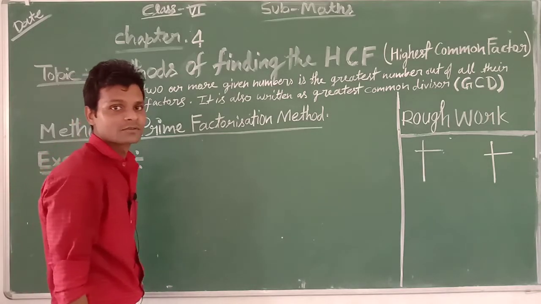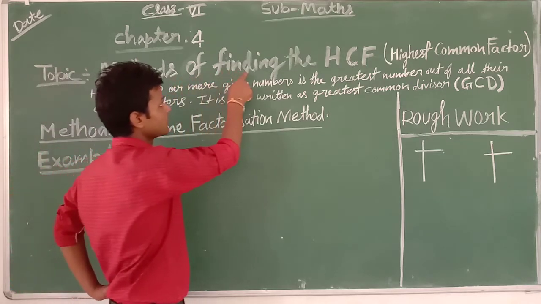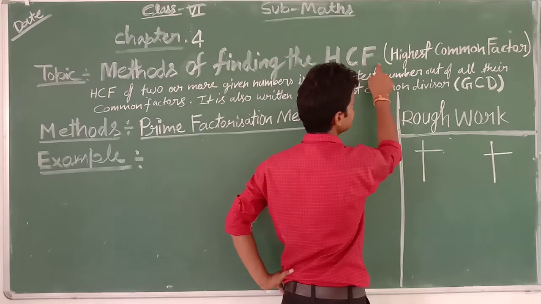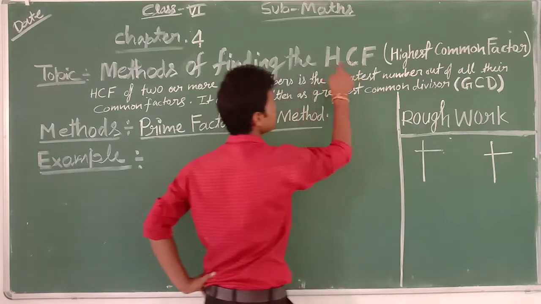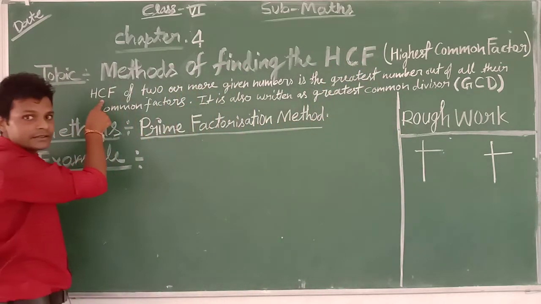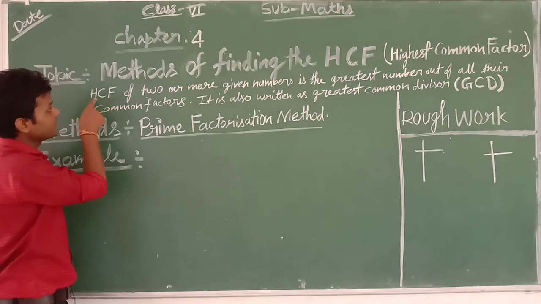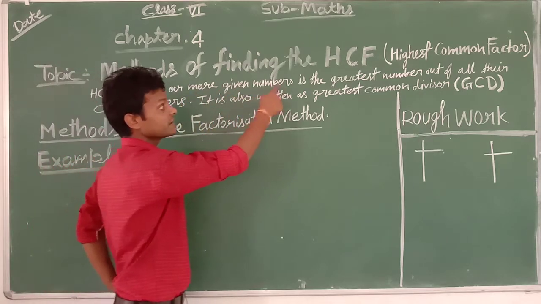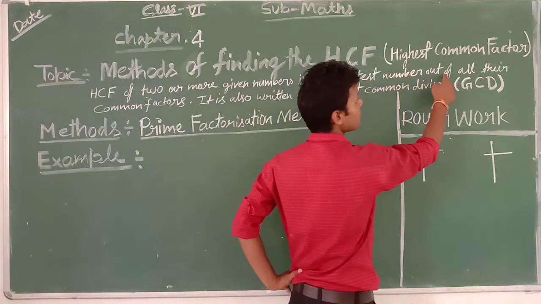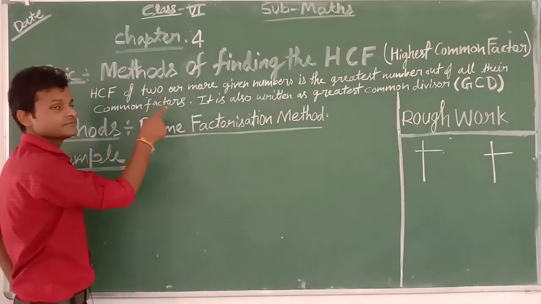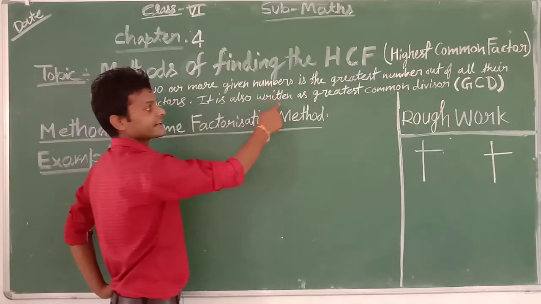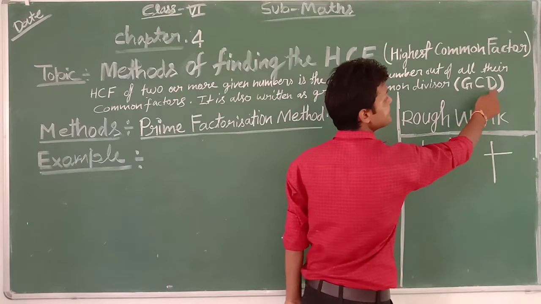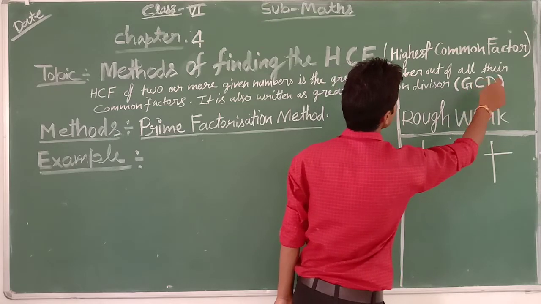Hello everyone, today we are going to learn about the method of finding the HCF, the full form of HCF, highest common factor. Look here, I write the definition of HCF: the highest common factor of two or more given numbers is the greatest number out of all their common factors. It is also written as greatest common divisor, short form GCD.